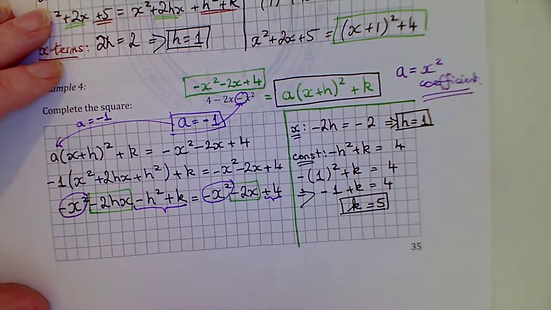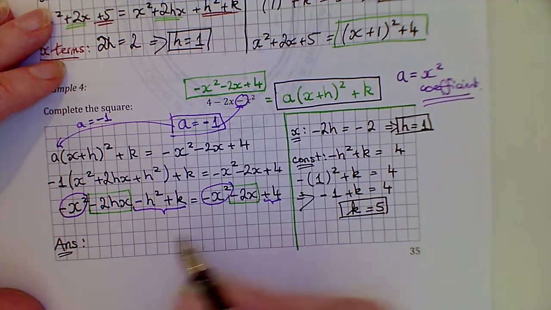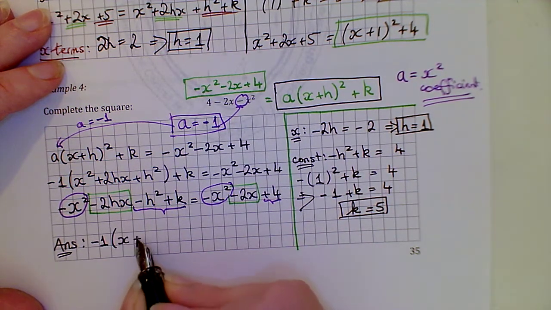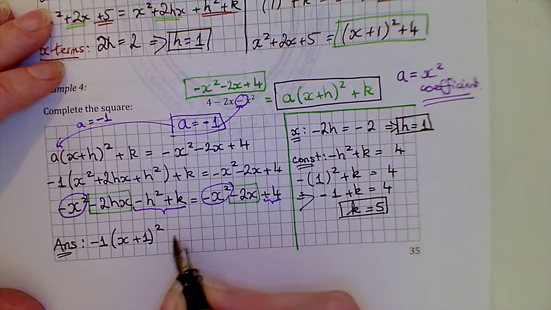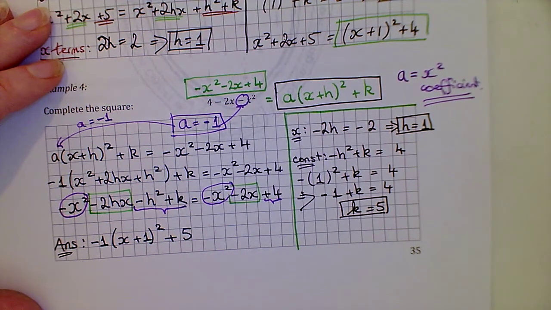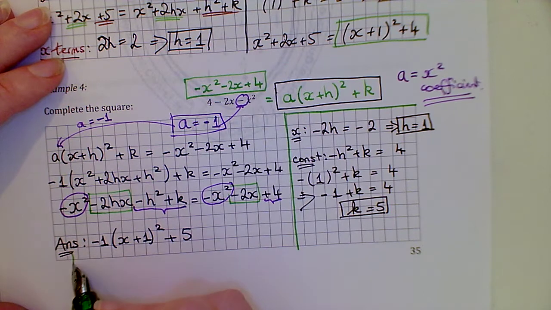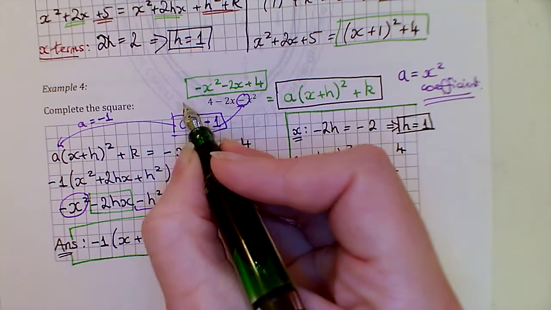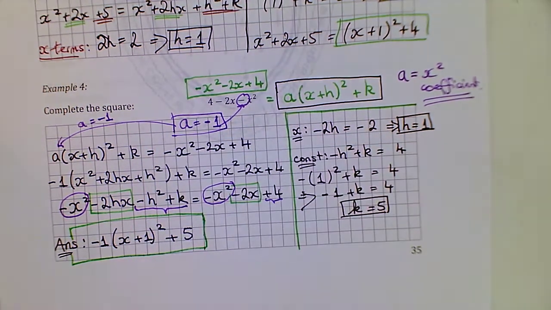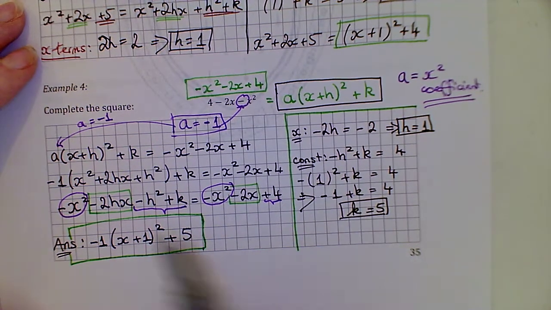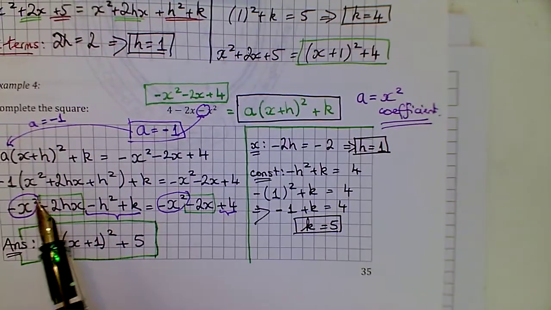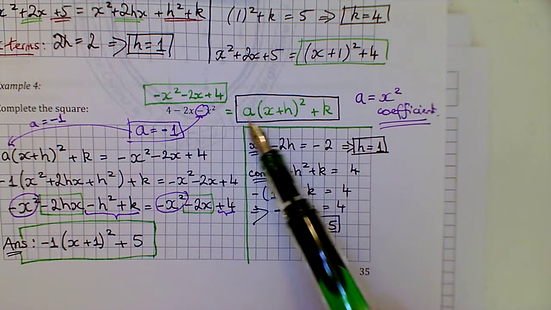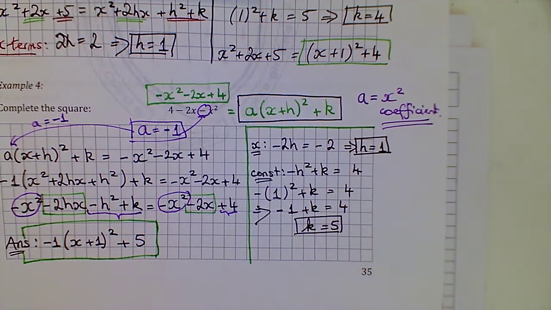And now I write my answer in this format. So my answer is going to be a, that's -1, x plus h, x plus 1, all squared, plus k, plus 5. Okay, if you wanted to do the shortcut with this, you could think of that you're factorizing out a -1 and then using your shortcut and then putting the -1 back on it. But I feel like this is much easier. So we're still just following the method that we've gotten used to doing, and the a, the thing that's outside the bracket, is always going to be what's in front of the x squared.